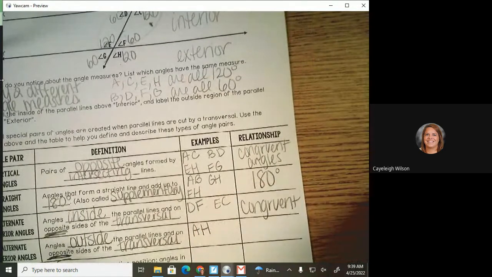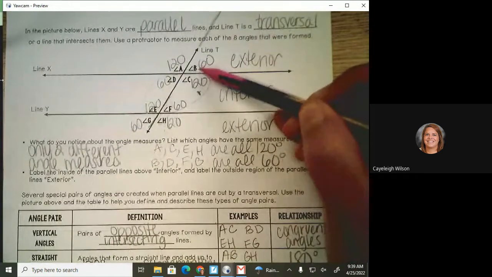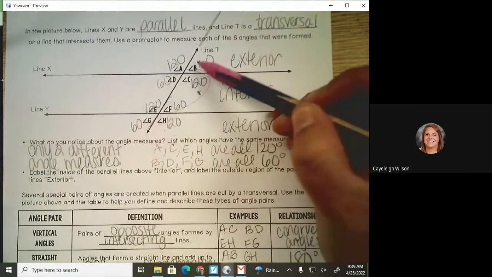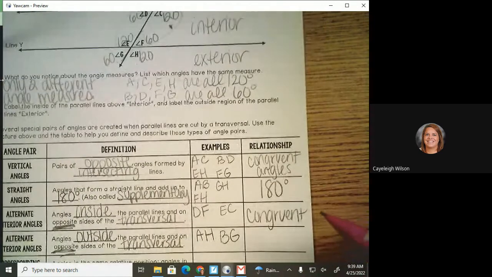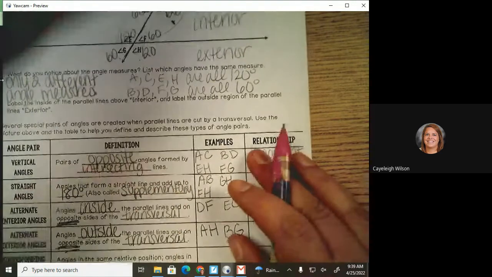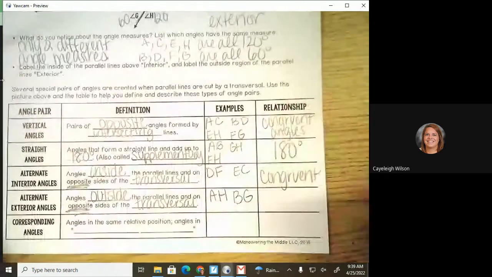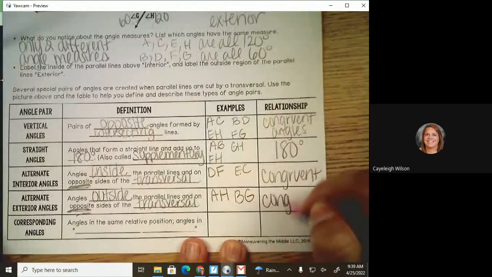And what's the other one? B and G. Because B is on the exterior, G is on the exterior, and they're opposite sides of the transversal. So B and G. Now, what do you notice about A and H? They both are 120. What do you all notice about G and B? They're both 60. So once again, we can assume that alternate exterior angles are also congruent. So they're also the same.